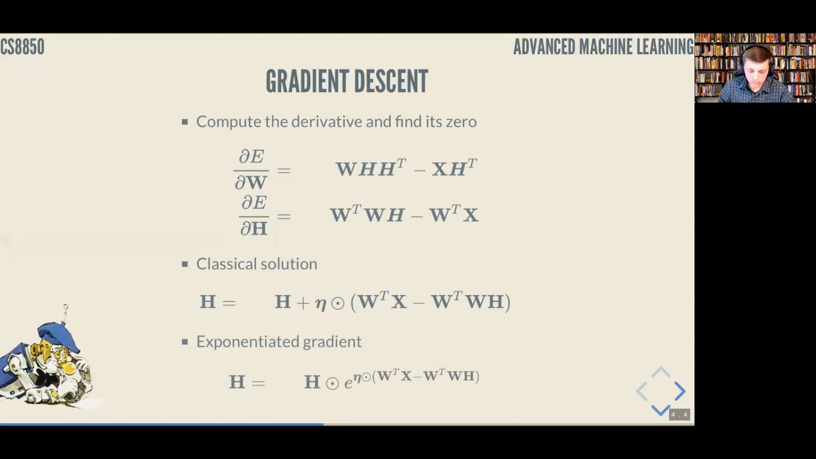Another mostly forgotten trick, or at least not taught in elementary optimization theory, is exponentiated gradient. We can element-wise multiply by e to the power of our gradient times the learning rate, and when the gradient gets to 0, we're just multiplying by 1, so nothing changes. It's kind of an equivalent form.